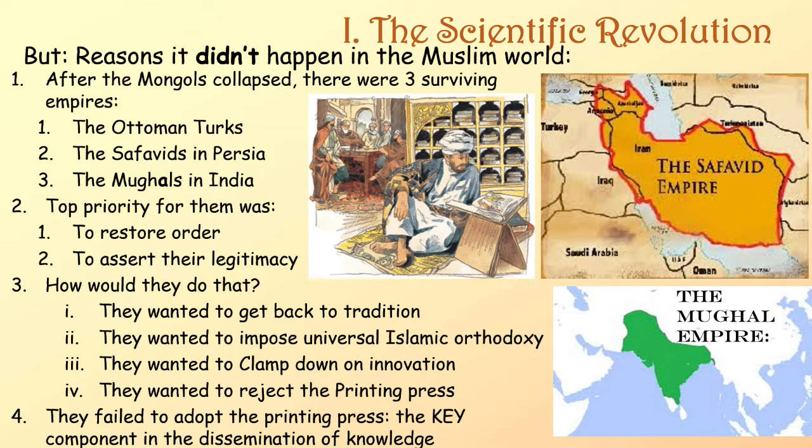Number one, after the Mongols collapsed, there were three surviving empires: the Ottoman Turks, who we've studied, the Safavids in Persia, and the Mughals in India. And top priority for them was, number one, to restore order, and number two, to assert their legitimacy. And how would they do that? They wanted to get back to tradition. They wanted to impose universal Islamic orthodoxy. They wanted to clamp down on innovation, and they wanted to reject the printing press. And so they failed to adopt the printing press, the key component in the dissemination of knowledge. Of course, hindsight's 20/20.